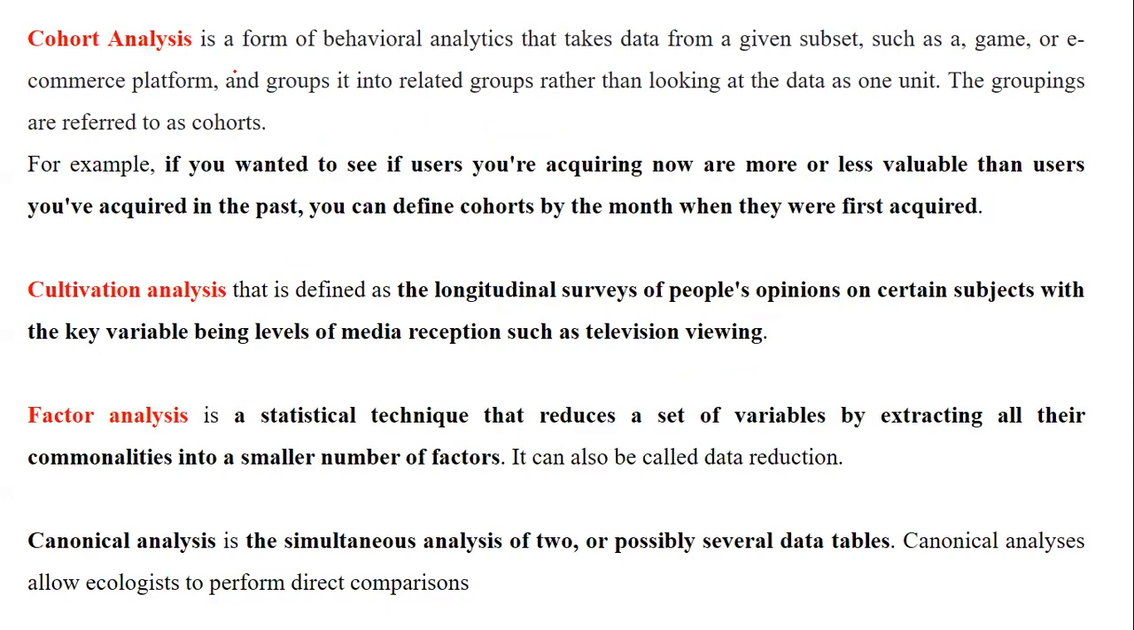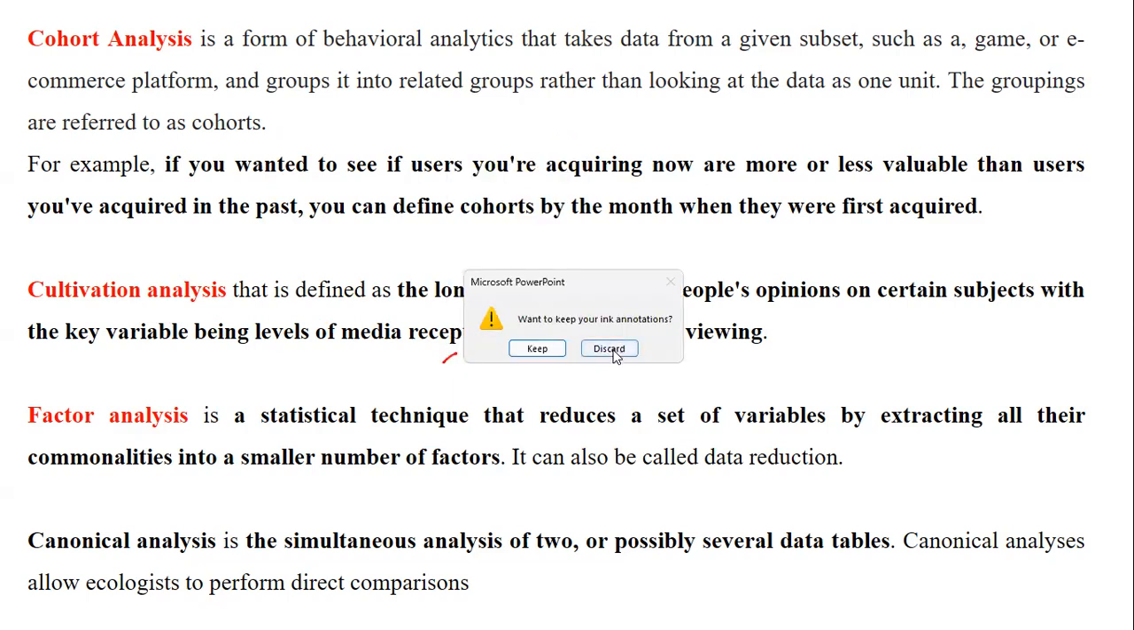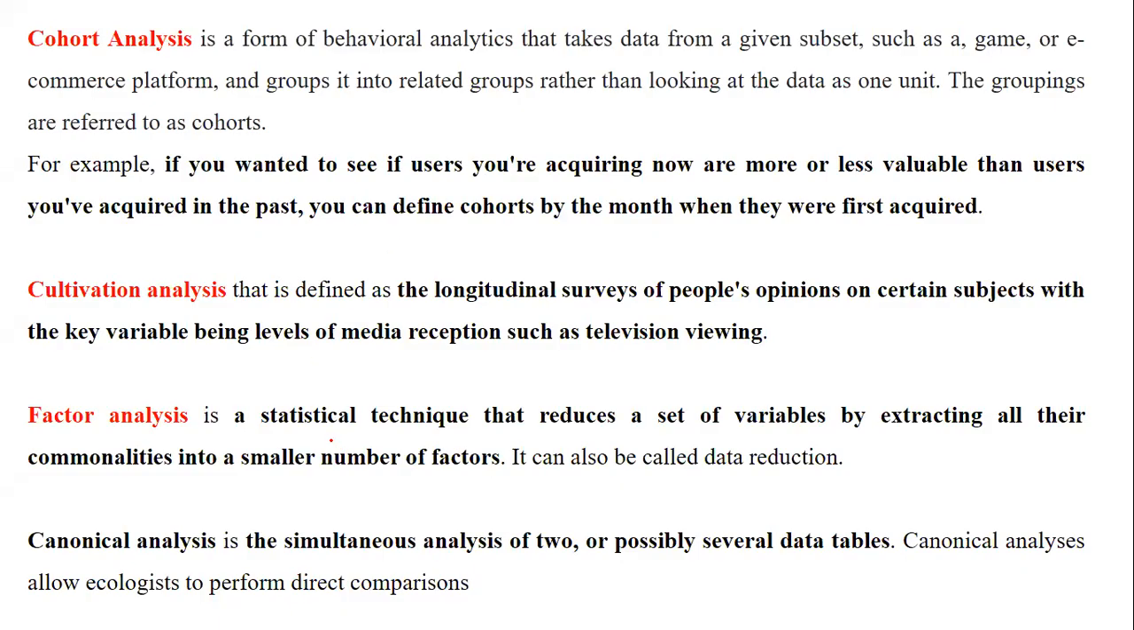So as I said, a cohort analysis is talking about a specific population, for example, a specific game, a specific platform, or specific data of a specific unit. Cultivation talks about the social world, in the form of media reception such as television viewing. So it is doing what? It is talking about the social world. Okay. Factor analysis helps to reduce the set of variables, and canonical simultaneously studies 2 or more data tables, right?